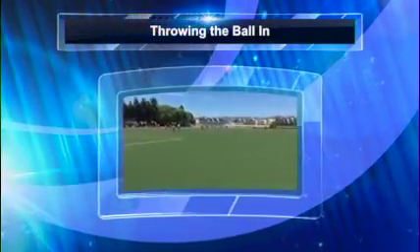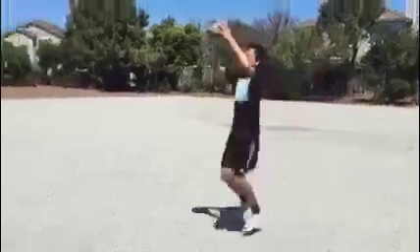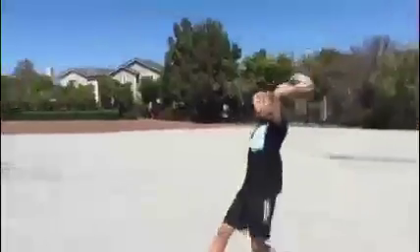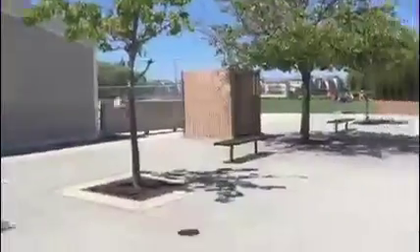Throw-ins. A ball travels the farthest when it is thrown at about a 30-degree angle and with a slight backspin. This backspin can be accomplished by drawing the hands slightly under the ball just before throwing.